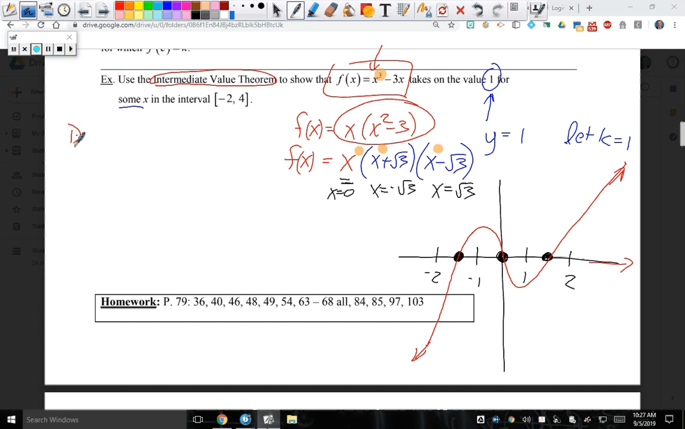Number 1. Is f of x continuous? Yes. So here we go. F of x is continuous on, please use the word on, what? -2 to 4. Should I use parentheses or brackets? Brackets. Important. Important. Everything in blue is important. Because if it's different, it will be wrong, okay? Number 2.